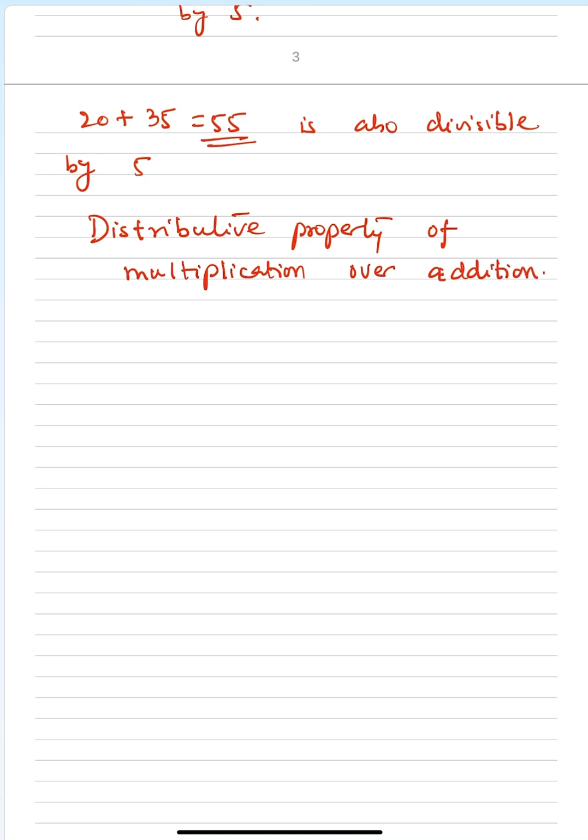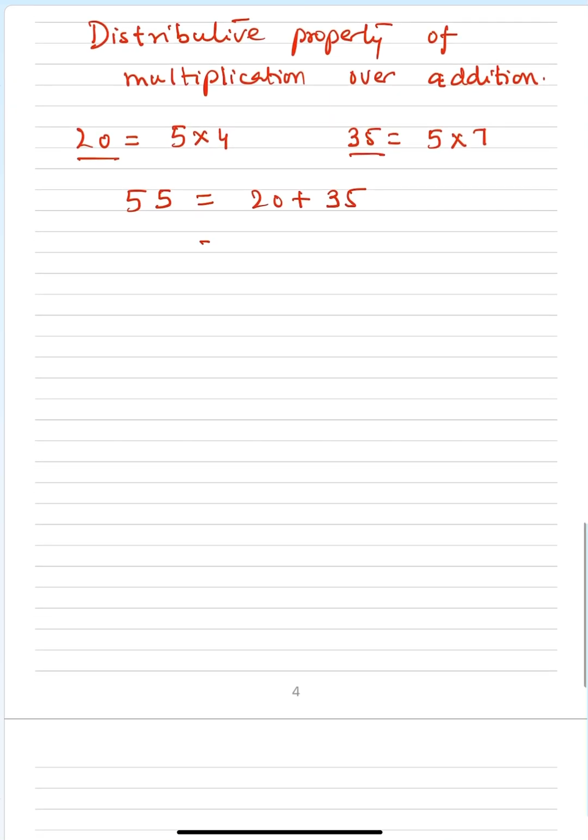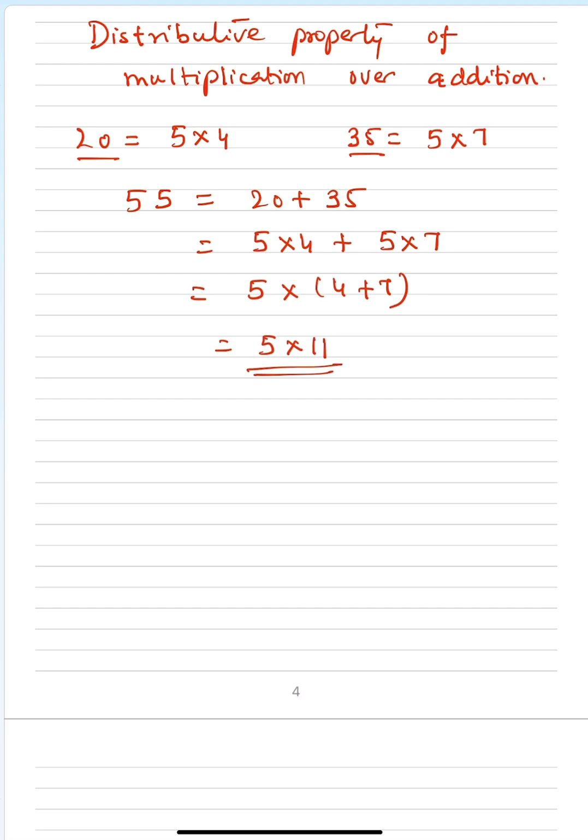Okay, now see, what is this? If I say 20 is equal to 5 into 4, correct? And we can write 35 is equal to 5 into 7. Yes. Now what is 55? 55 is nothing but 20 plus 35. This plus this gives us 55. Now the factors of 20 and 35 give 5 into 4 plus 5 into 7. Here I can take out 5 common, which gives 5 into 4 plus 7. This is nothing but 5 into 11, which gives us 55.